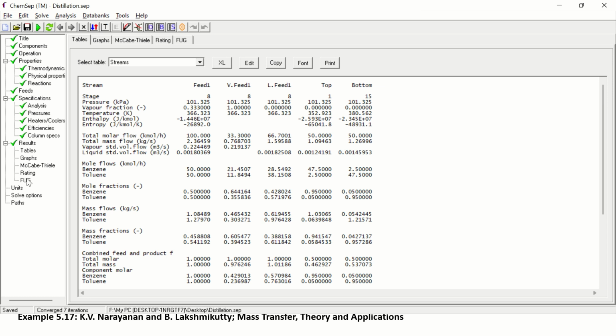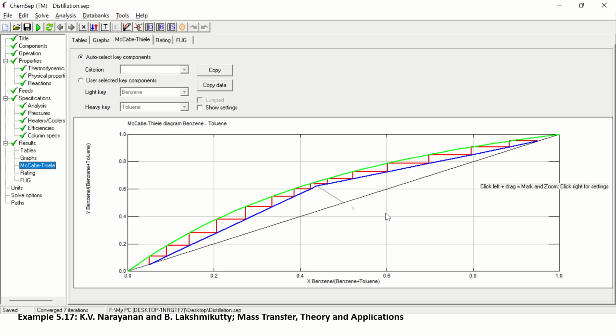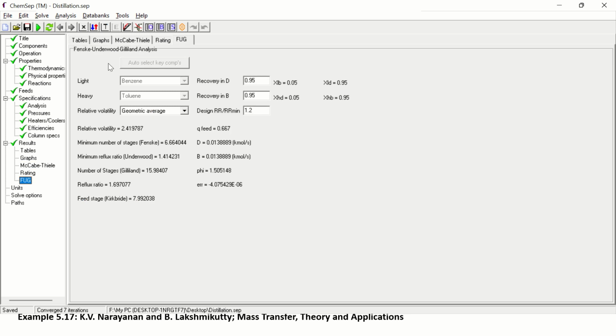And now click on the McCabe-Thiele. So here you can see the McCabe-Thiele diagram of the problem. And you can count from here that we have 15 stages, and the feed stage is stage number 8. Now go to this FUG. This is the Fenske-Underwood-Gilliland analysis, and you can see that the relative volatility is 2.41. The minimum number of stages required is 6.666. The minimum reflux ratio is 1.41, and the number of stages is 15.98. We have provided 15, and the reflux ratio, this is the optimum reflux ratio, is 1.67. The optimum feed stage is actually stage number 8. Thank you very much.